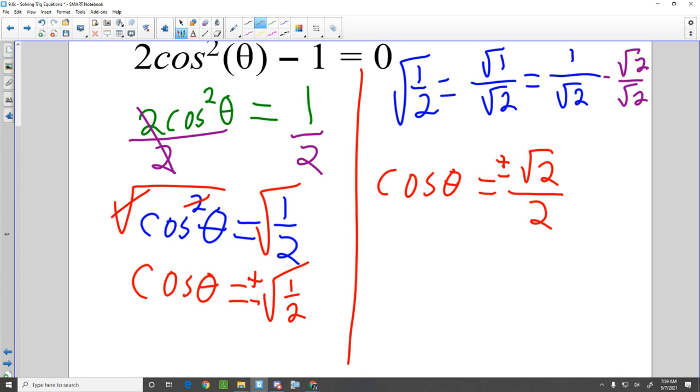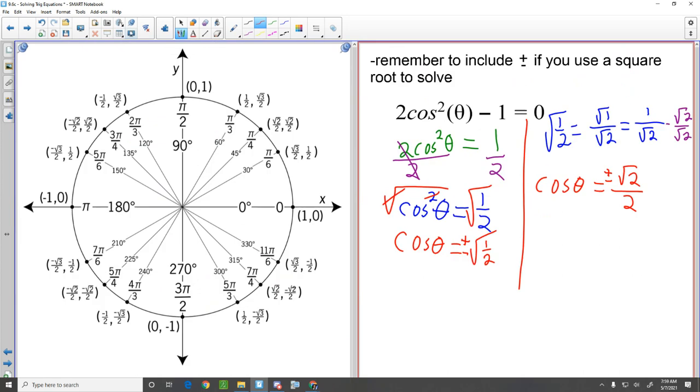So now, unit circle time. Look at your unit circle, and you're trying to find which angles have a cosine, or an x-coordinate, of a positive root 2 over 2 or a negative root 2 over 2. So look at your unit circle, write down which angles have a cosine of root 2 over 2 or negative root 2 over 2.